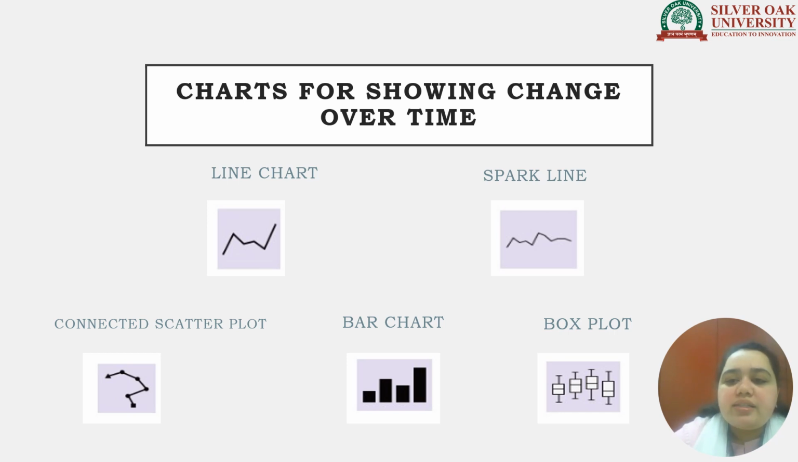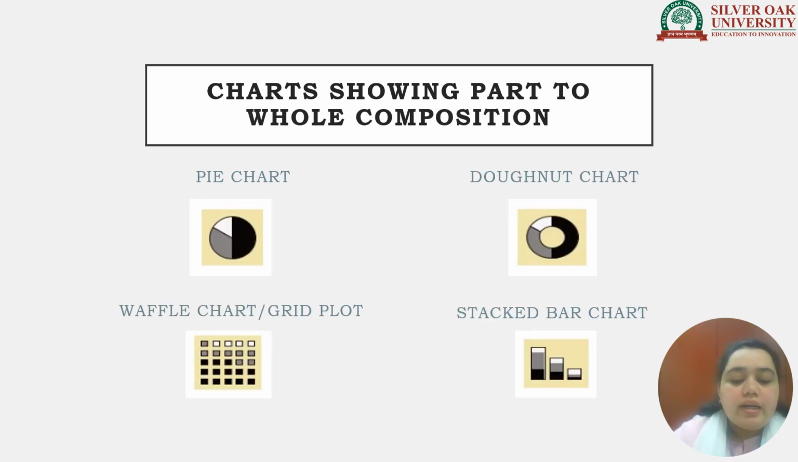A time series, a diagram that shows narrow bands of different heights to show different amounts so that they can be compared. A box plot is a chart that shows data from a 5 number summary including the measures of central tendency. Now let's talk about charts showing part to whole composition.